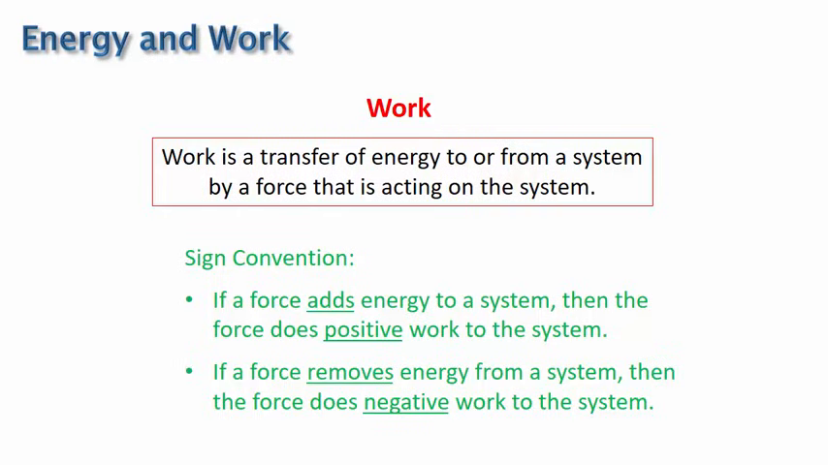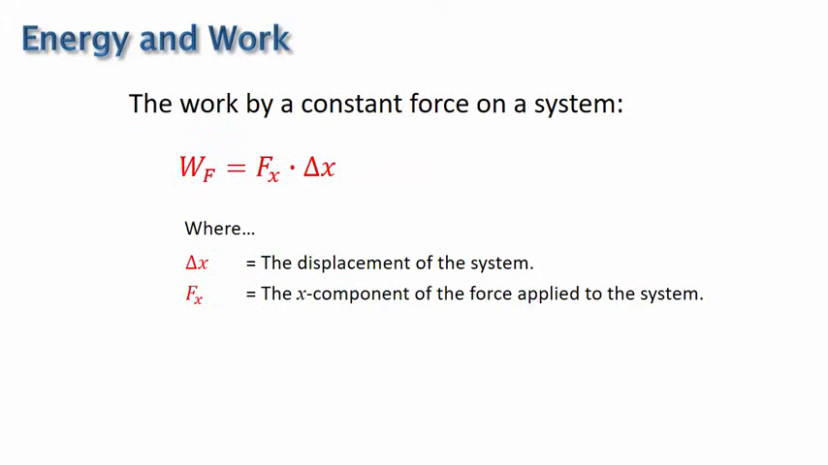Ultimately, we will have several equations that we can use to calculate work. Each equation has a restriction on it, so the one that is appropriate to use depends on the circumstances. The equation that I will give you now is perhaps the most common one used. The work done by a constant force on a system is Fx times delta x. And there in that statement is the restriction on this equation.